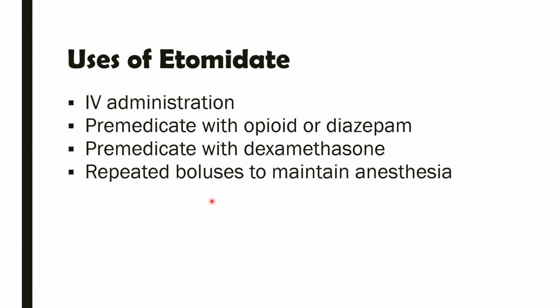A consideration when using etomidate is that we have to premedicate with an opioid, since it does not produce significant analgesia, and we can also use diazepam for tranquilization. We also have to medicate with dexamethasone, which is a corticosteroid, since one of the adverse effects of etomidate is suppression of adrenal cortex function by suppressing the production of adrenal steroids. Repeated boluses are also important to maintain anesthesia.